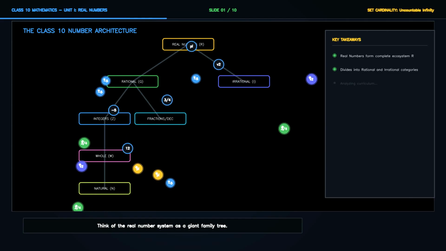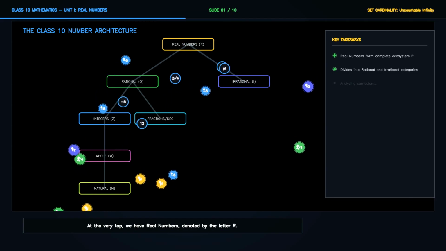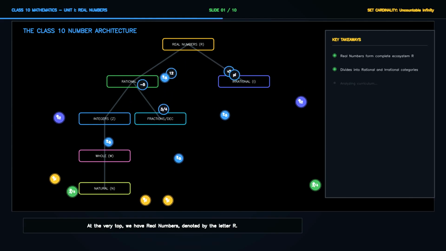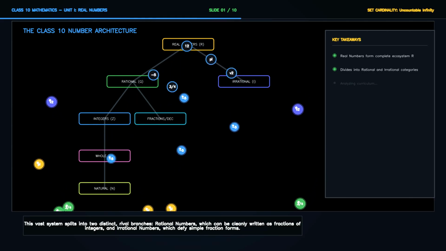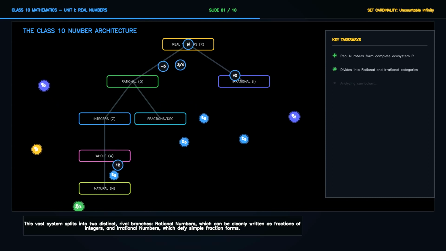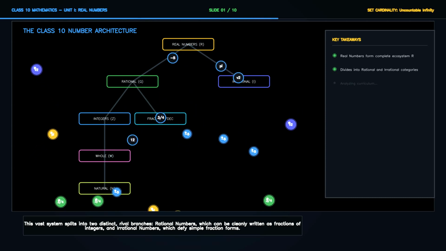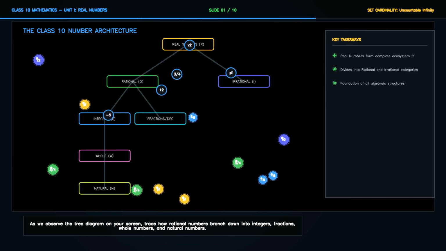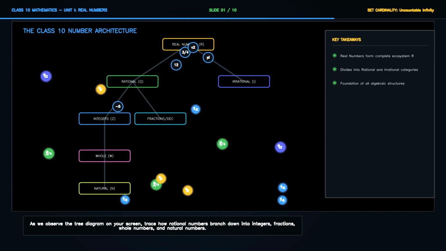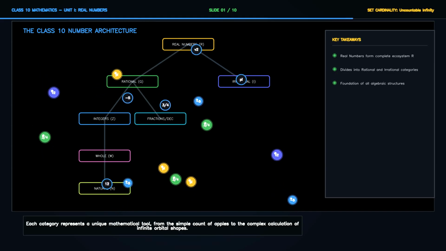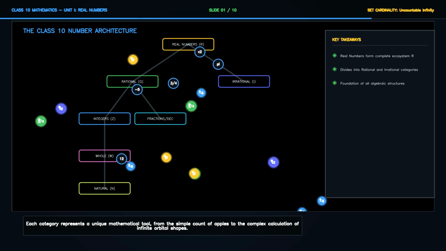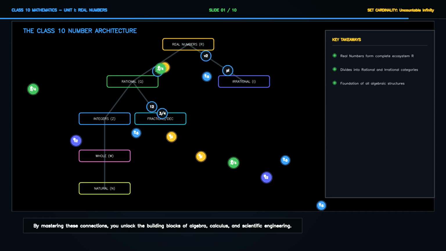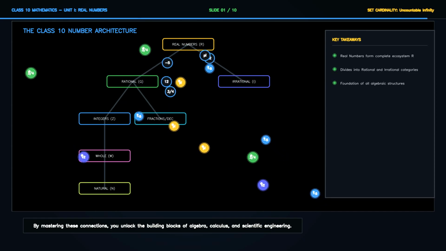This vast system splits into two distinct, rival branches: rational numbers, which can be cleanly written as fractions of integers, and irrational numbers, which defy simple fraction forms. As we observe the tree diagram on your screen, trace how rational numbers branch down into integers, fractions, whole numbers, and natural numbers. Each category represents a unique mathematical tool, from the simple count of apples to the complex calculation of infinite orbital shapes. By mastering these connections, you unlock the building blocks of algebra, calculus, and scientific engineering.